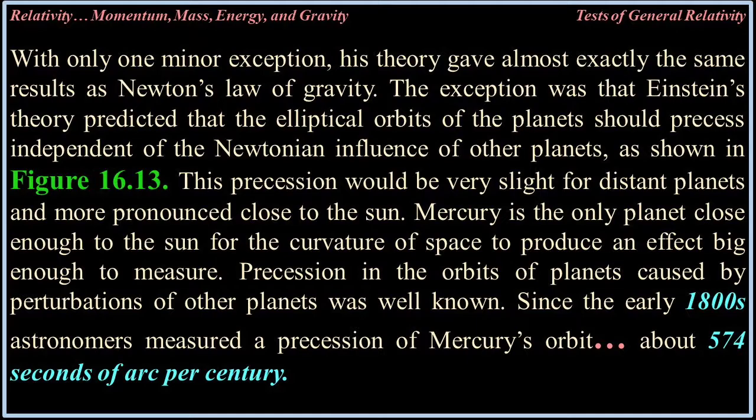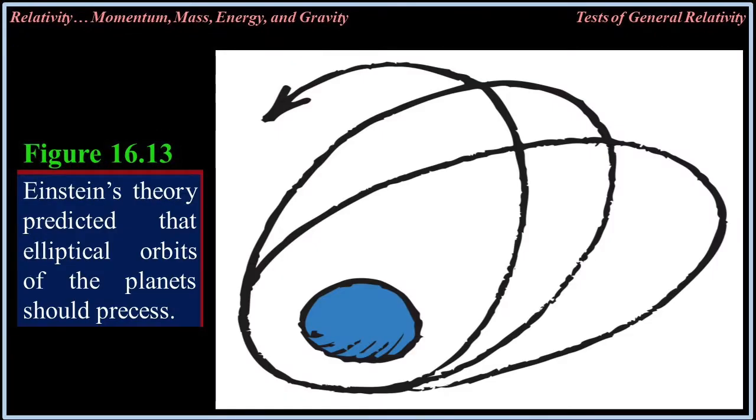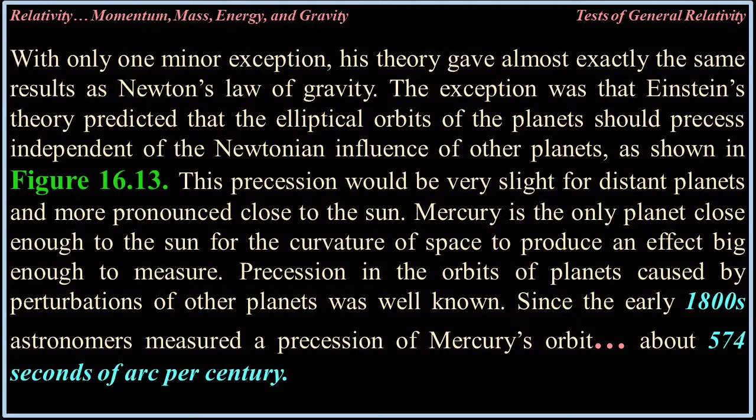The exception was that Einstein's theory predicted that the elliptical orbits of the planets should precess independent of the Newtonian influence of other planets, as shown in figure 16.13. This precession would be very slight for distant planets and more pronounced close to the Sun. Mercury is the only planet close enough to the Sun for the curvature of space to produce an effect big enough to measure. Precession in the orbits of planets caused by perturbations of other planets was well known.